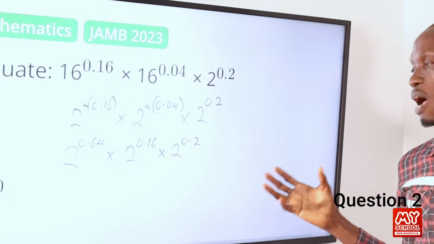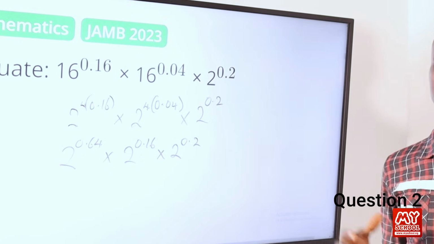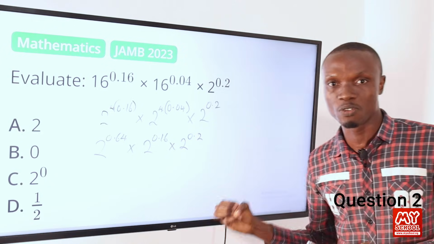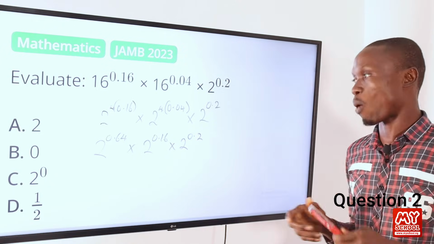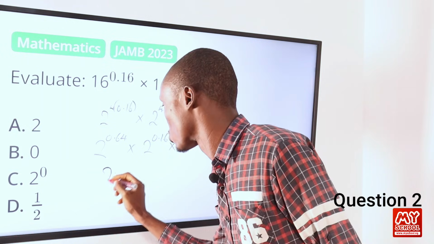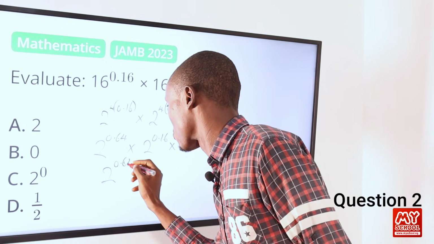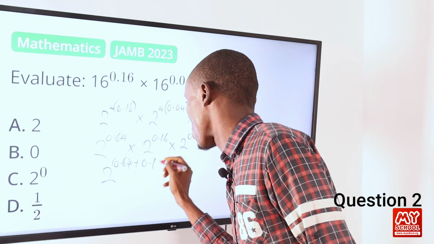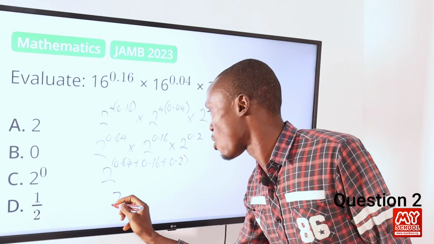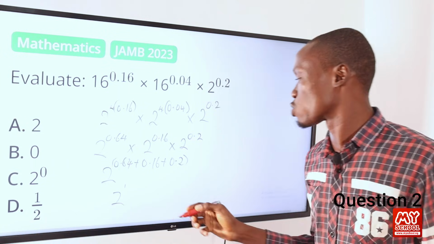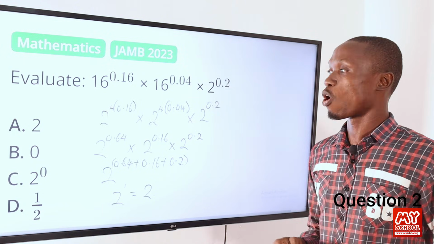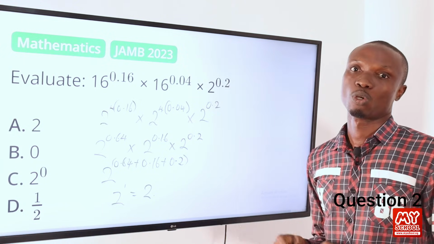Now that we have multiplied out our powers, the next thing is to apply the multiplication law of indices. According to this law, if the bases are the same, you just take one of the bases, then you sum up the powers. So let's write it, 2 raised to power in bracket 0.64 plus 0.16 plus 0.2 all in bracket. If we sum these numbers up, that will be equal to 1. And 2 raised to power 1 is the same thing as 2. So looking at our options, option A is our correct answer, 2.